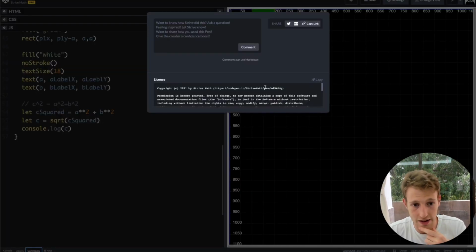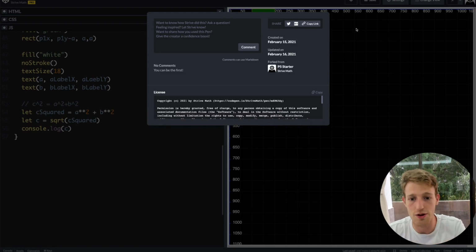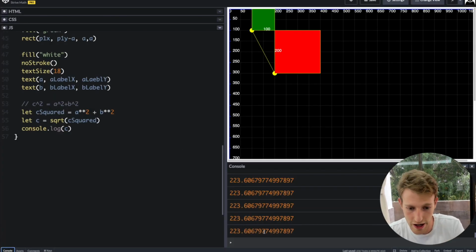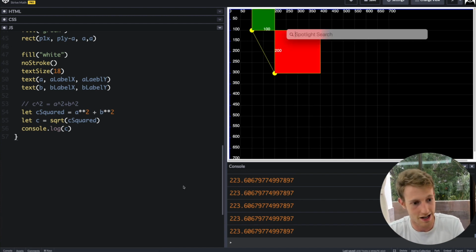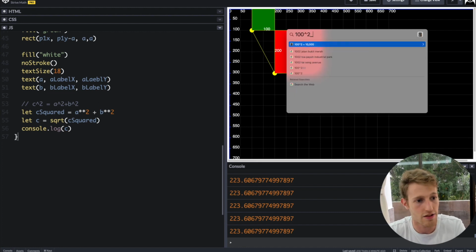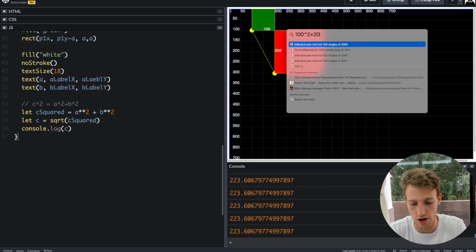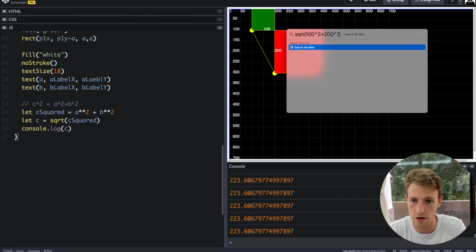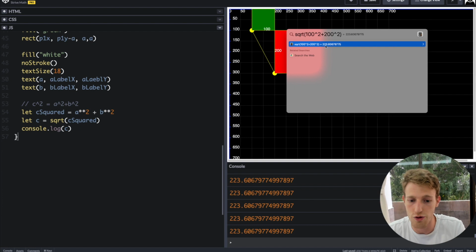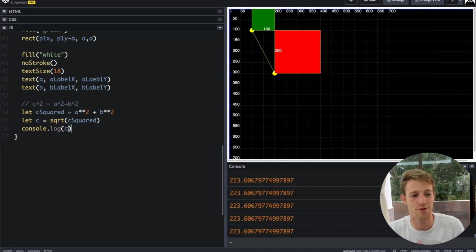And when we do that, in the console we're getting 223 as the value of c. Let's check that, right? So I'll bring up a calculator here, and we know we have a side 100 squared plus, what's the other side? It's 200 squared. We get 50,000, and if we take the square root of 50,000, we get 223, which is what we get. So perfect, we're getting it right. Okay, so we find what c is.